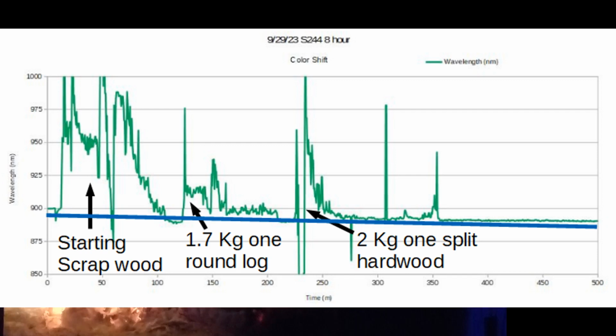A bigger chart, and we see that we have the starting time. You see one part where I put a 1.7 kilogram log on, a round log. That's what's been burning in the background. And then there's another point where we put a 2 kilogram split piece of hardwood in. You can see based on the color shift indicators that we can figure out when fuel has been put on the stove and when it's turned to mostly carbon fuel. These are good indicators that we can see with the color shift technique.